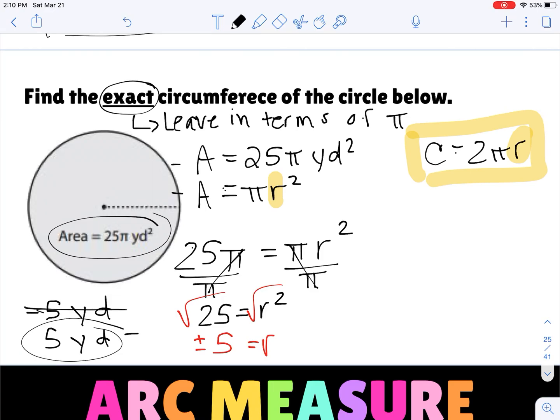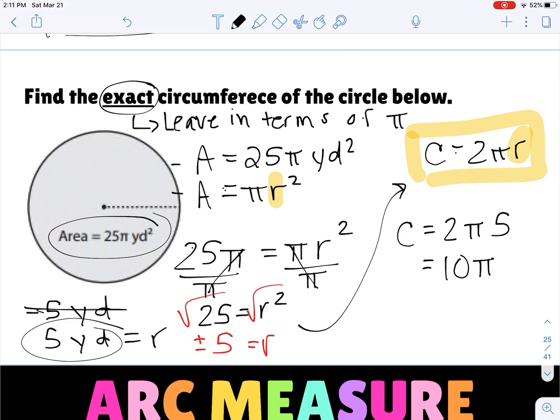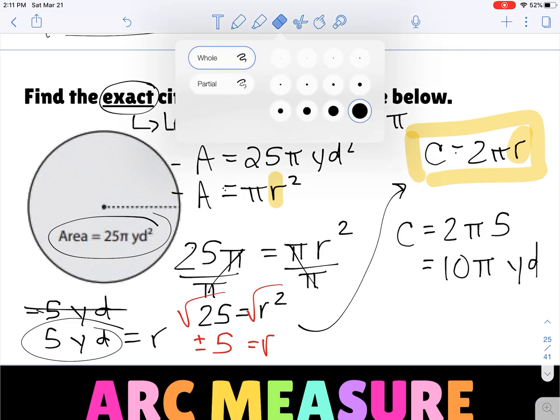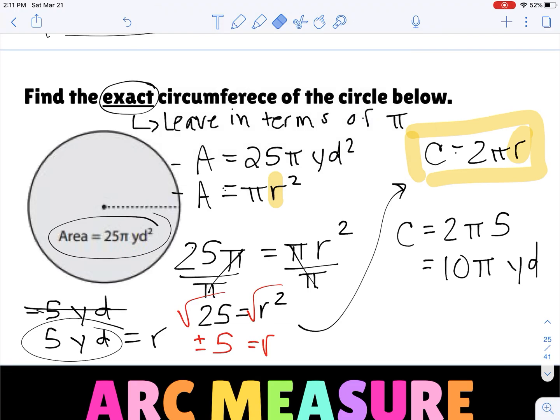Once I know that the radius equals 5, I can substitute. So we have c equals 2 pi times the radius, which is 5. So the circumference would be 10 pi, or it would be 31.4 yards. But we don't actually need this because I forgot. They said to find the exact answer, so just kidding. It would just be 10 pi yards. And the yards come from the same units used for area, but a circumference is just yards and not yards squared.